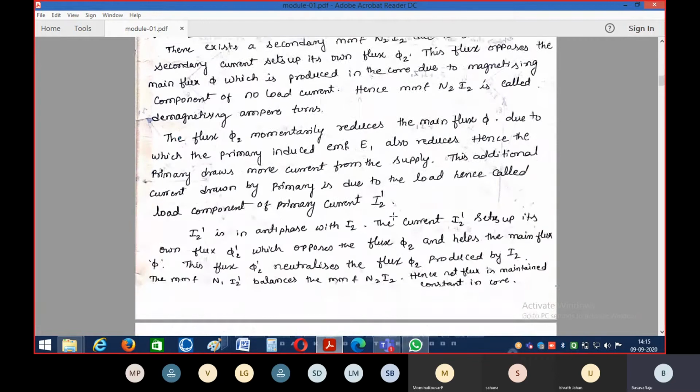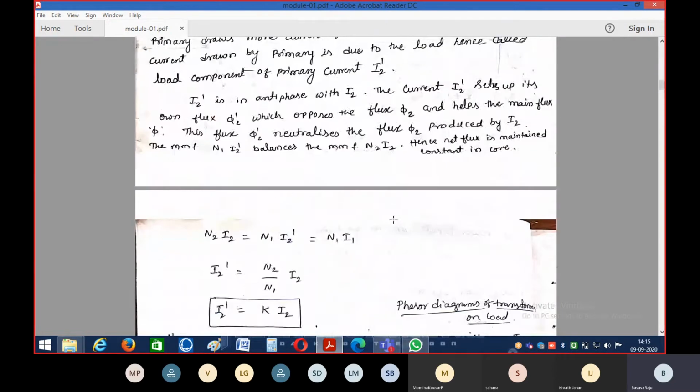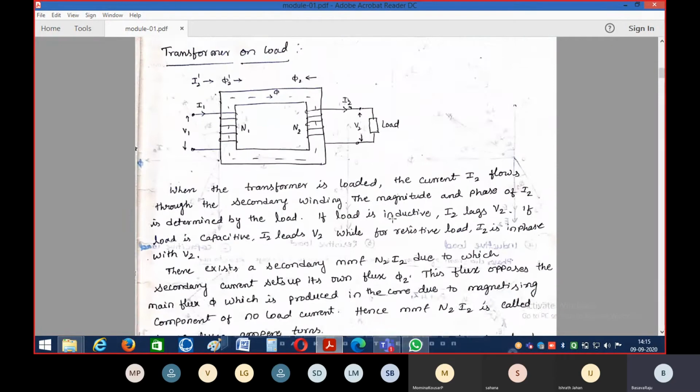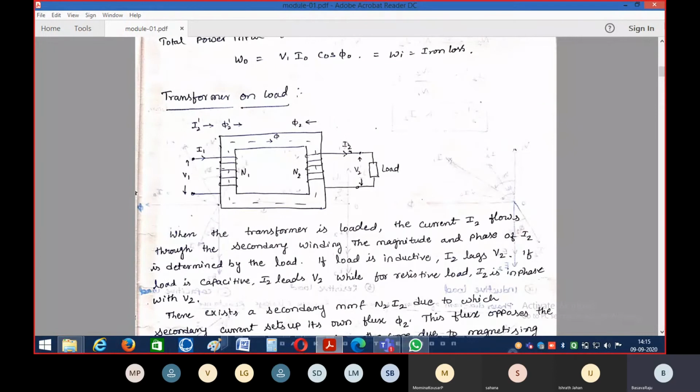Now we consider these voltage drops due to the resistance as well as the reactance. Now see here, this is nothing but like an inductance, right? So when there is an inductance, there will be a voltage drop due to the reactance.